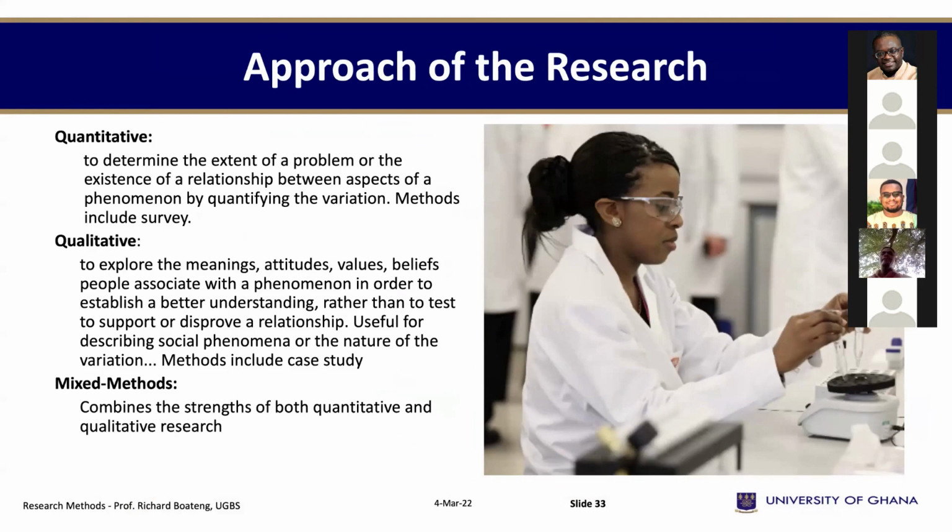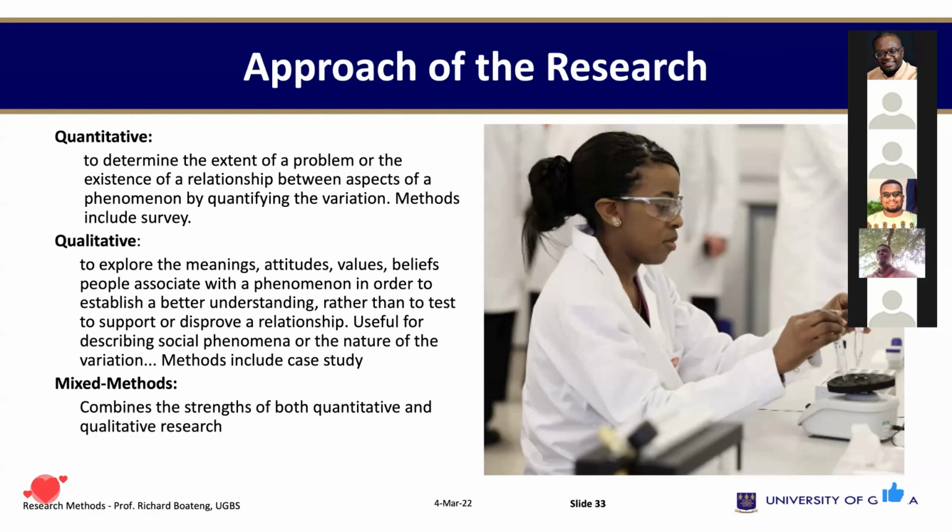Then it goes on to say again here, useful for describing social phenomena or the nature of variation. So the methods include social case study. Useful for describing. That means that anytime a person chooses a descriptive study, you might want to look at whether you can use it to do your work in terms of describing the social phenomena or the nature of the variation. Then mixed methods: you combine the strengths of both in one work.